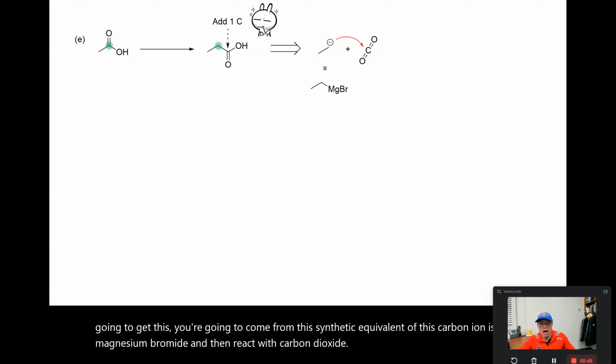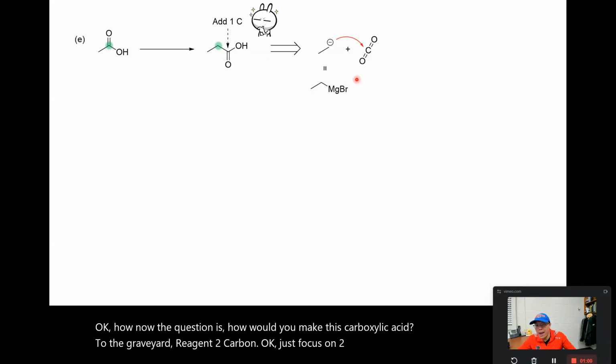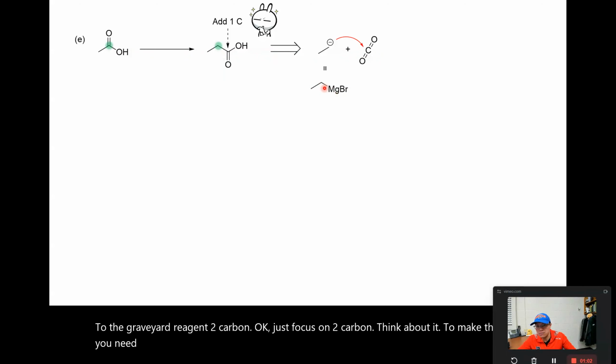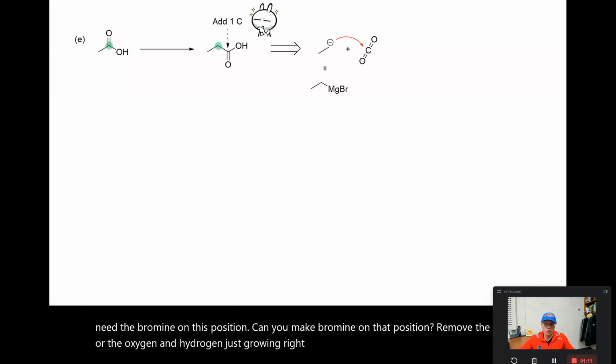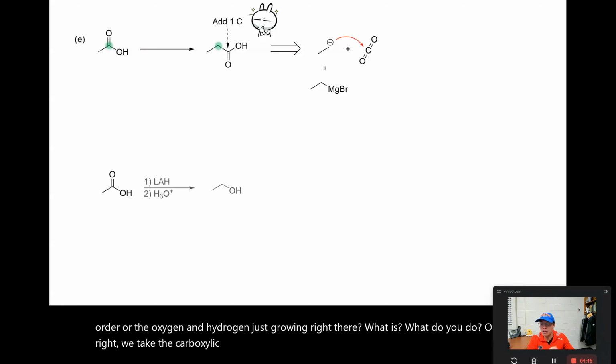The question is, how would you make this carboxylic acid into the Grignard reagent, 2 carbon? Just focus on 2 carbon. To make this, you need the bromine on this position. Can you make bromine on that position, removing the oxygen and hydrogen? Well, this is what you do. We take the carboxylic acid and reduce it all the way down to an alcohol. Lithium aluminum hydride, don't forget to quench. All the way down to alcohol.